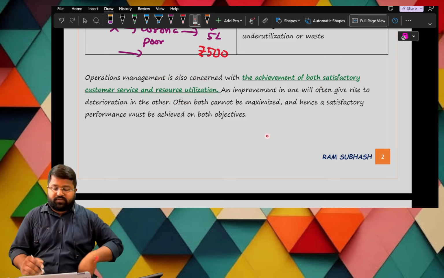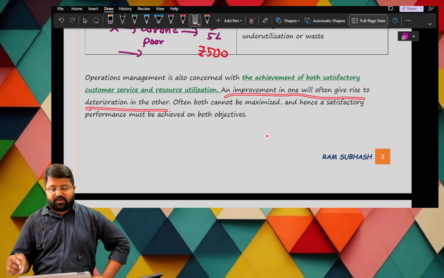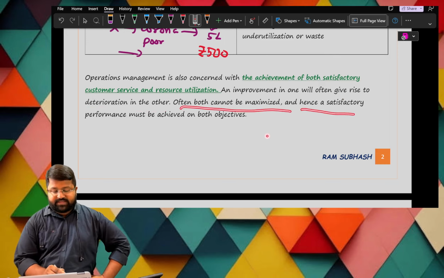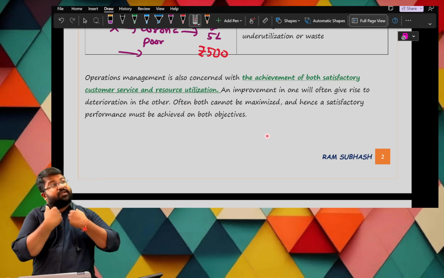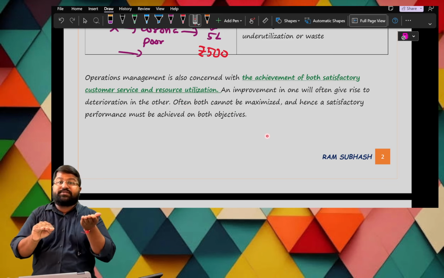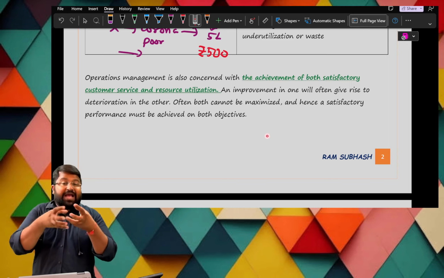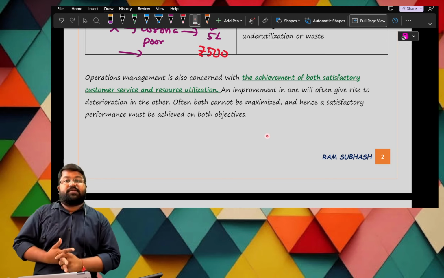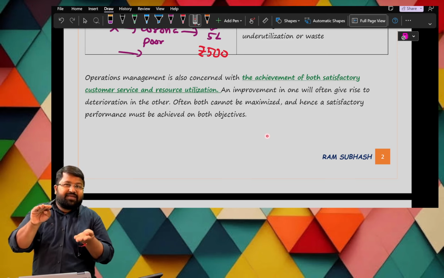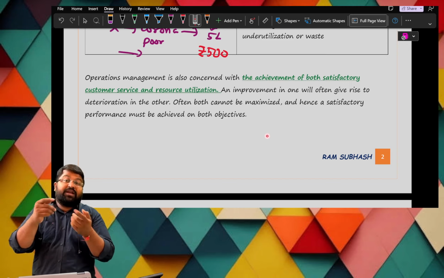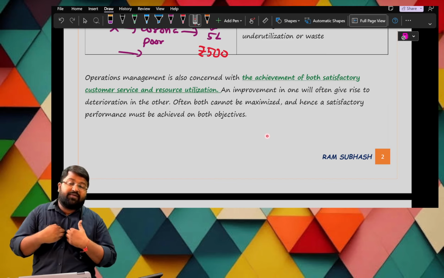So optimum resource utilization. An improvement in one of them often will give rise to deterioration of the other. Often both cannot be maximized. Hence, a satisfactory performance must be achieved. Sir, I want the best, I am meeting the best needs of the customer, sir. Then I have to use more resources. I'm giving quality. When I'm giving quality, my raw material cost will be more. I will take the best raw material when compared to others. Automatically, if I'm meeting the customer needs, there is a chance for an increase in cost. But if I'm giving quality, will the customer go away from me or come again to me? They will come again to me.